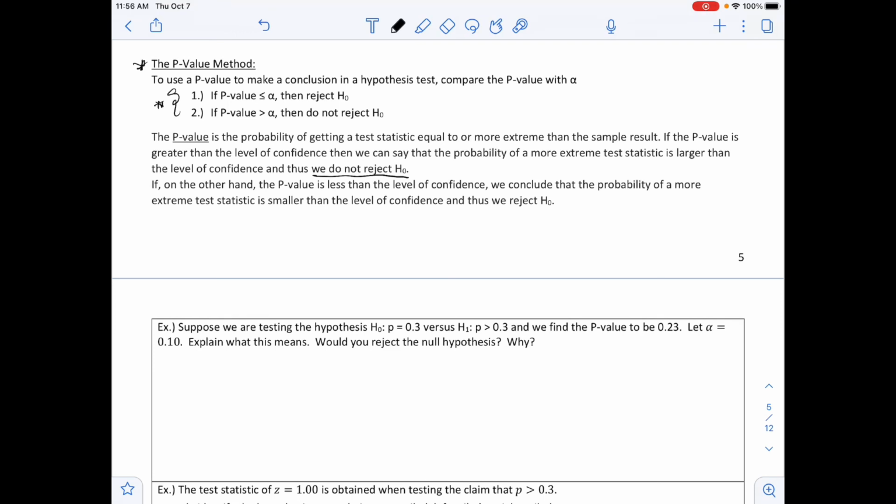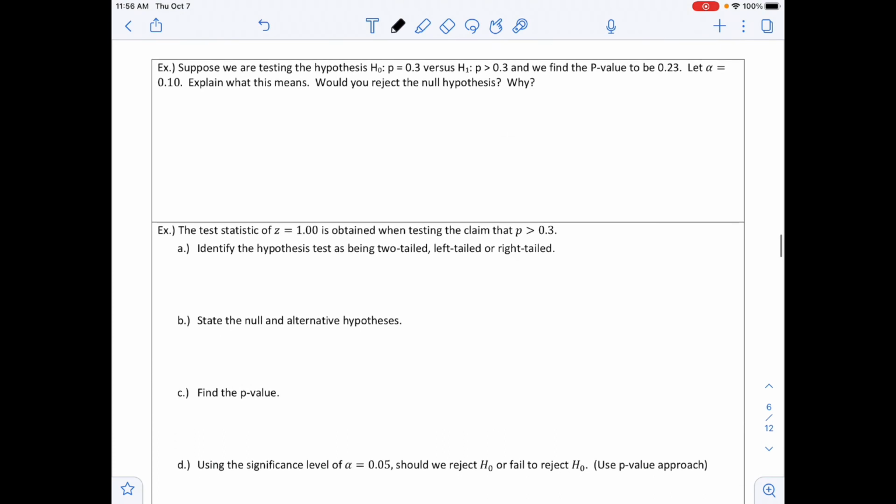If, on the other hand, the p-value is less than the level of confidence, we conclude that the probability of a more extreme test statistic is smaller than the level of confidence, and thus we're going to reject our null H naught. So on the next page we have some examples. The first one says, suppose we are testing the hypothesis H naught, which is p equals 0.3, versus H1, which is p is greater than 0.3, and we find that the p-value is 0.23. Let alpha equals 0.10 and explain what this means, and would you reject the null hypothesis and why? So a couple things, there's a couple questions here.